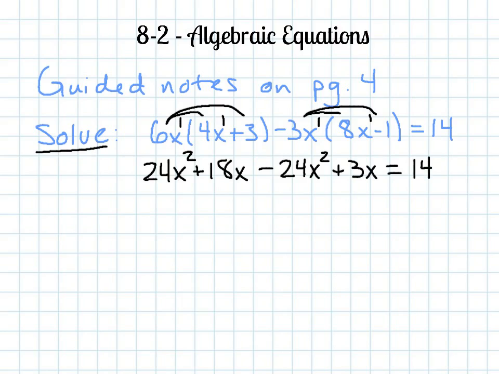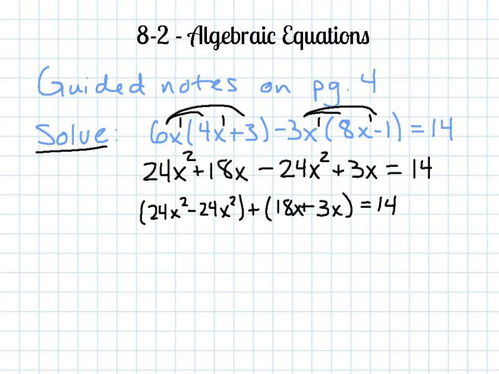Now I want to be able to put like terms together. So here, if I use the horizontal method, it looks like 24x squared goes with negative 24x squared. So I'm putting those in parentheses and grouping them using the horizontal method. And then plus 18x plus 3x, because those are like terms, so I'll put them in parentheses together, which equals 14.